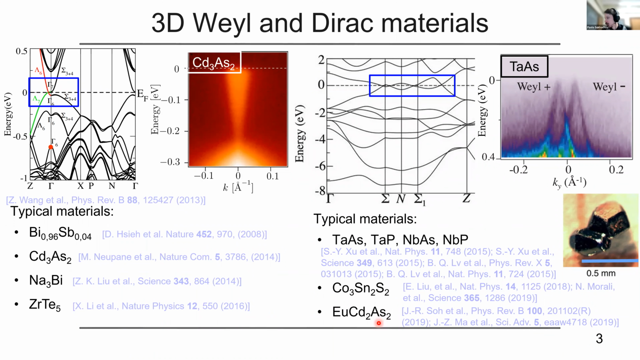Any questions? Okay. These materials, unlike previous ones, are magnetic. So these are non-magnetic and these are magnetic, and this will play an important role in what I will be discussing. We have experimental data. We know that these materials exist. Now we need a theory to describe their properties.